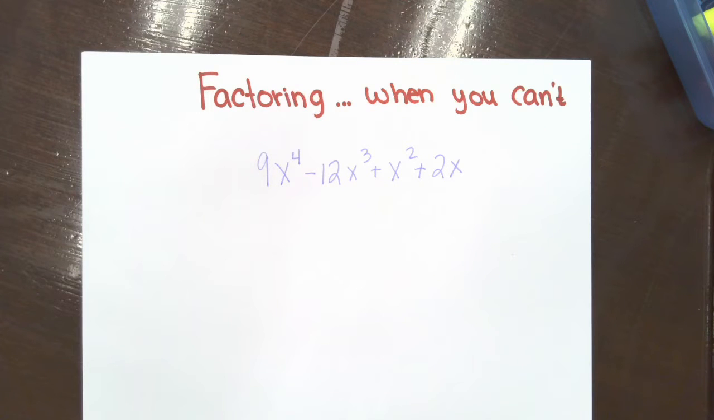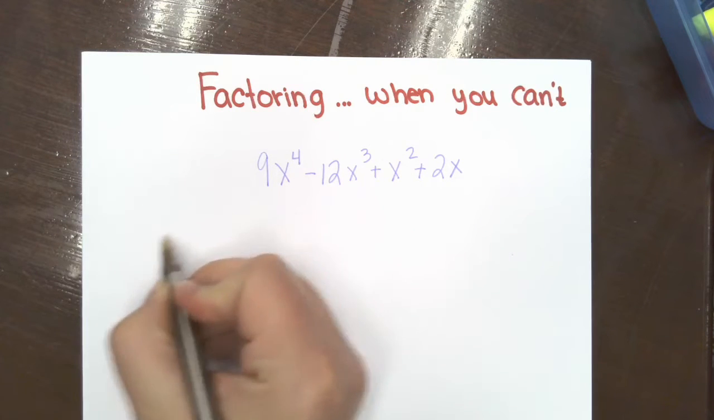In this video I am going to be covering one example on how to factor when you actually can't. So we're going to start off with this expression. We have 9x to the fourth power minus 12x to the third power plus x squared plus 2x. While reading that, I noticed that every single term did have an x in it. So I can actually start by getting out a GCF, which is a form of factoring.